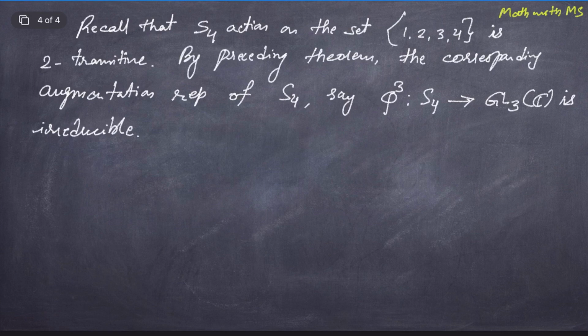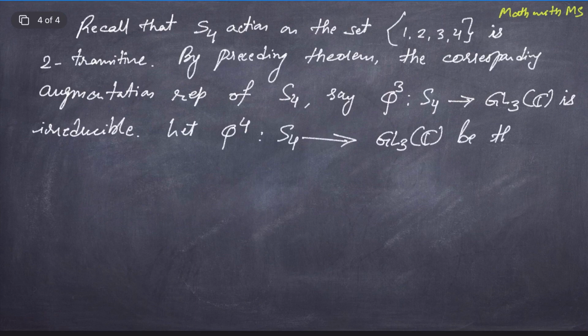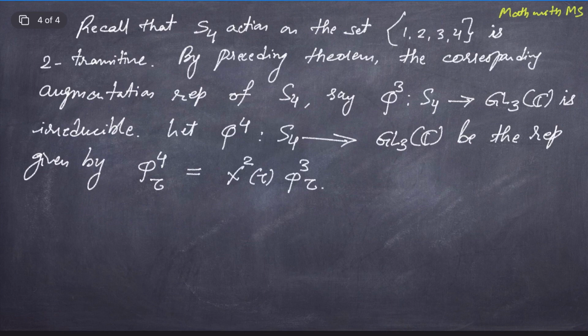In fact, we can write down the fourth one very easily. Let phi 4 from S4 to GL3C be the representation given by phi 4 of any permutation, let us say tau here, is given by, recall that chi2 is the sign representation.